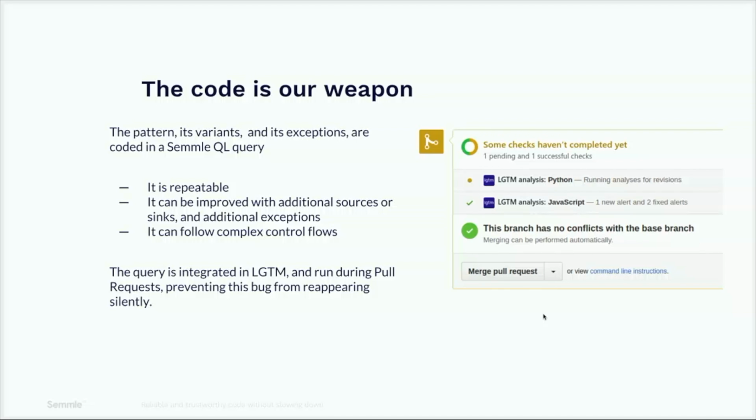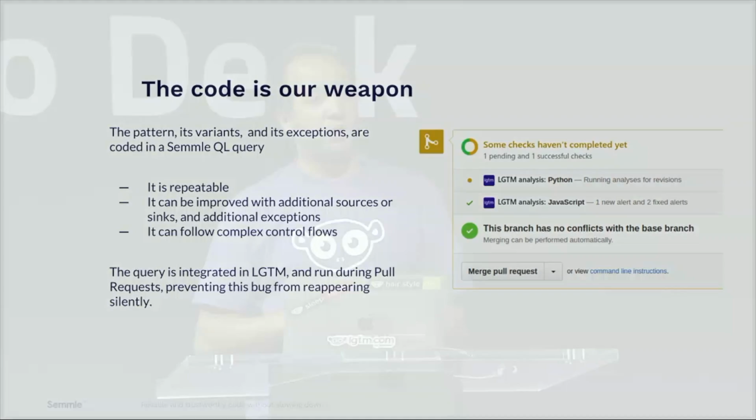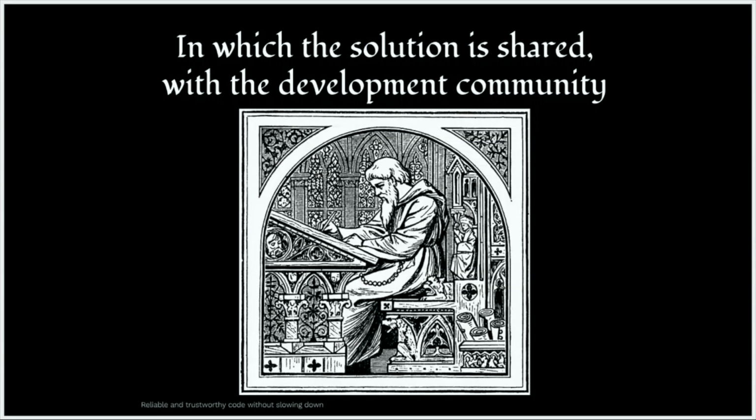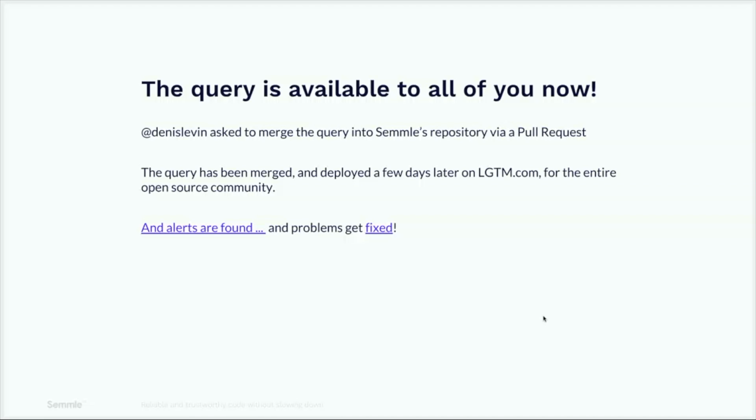So that's it. He found a lot of occurrences of the vulnerability in Microsoft code, and he was very happy with it. But the story doesn't end here, because Dennis decided to share this solution with the entire community. Our queries are open source, so Dennis made a pull request to include this zip slip vulnerability query into Semmle's repository. A few days later, the pull request was accepted. The query was available to the entire open source community. So the query is now available to all of you.